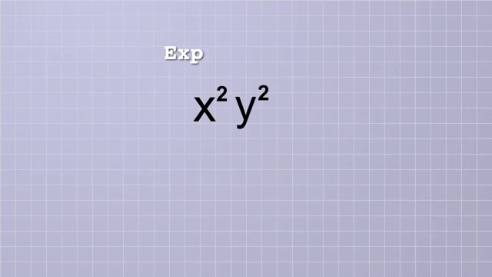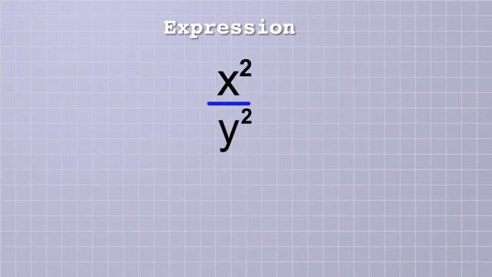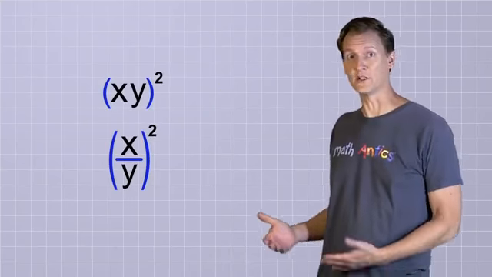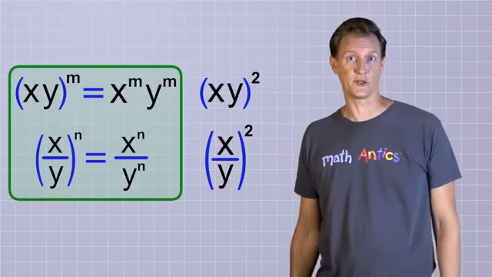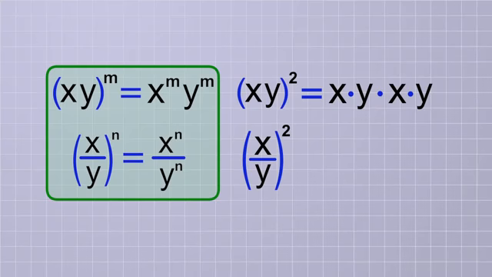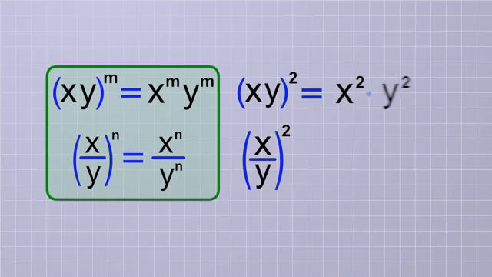For example, if you're given the expression x squared times y squared, you could rewrite that as the quantity x times y, squared. And if you have the expression x squared divided by y squared, you could rewrite that as the quantity x over y, squared. Here are two expressions that will help you see why you can distribute or undistribute exponents like our laws show. In the first expression, we have the quantity x times y, squared, and that's the same as x times y times x times y. And the commutative property says that we can rearrange those factors like this, x times x times y times y. But look, we can simplify that into x squared times y squared, so that checks out.